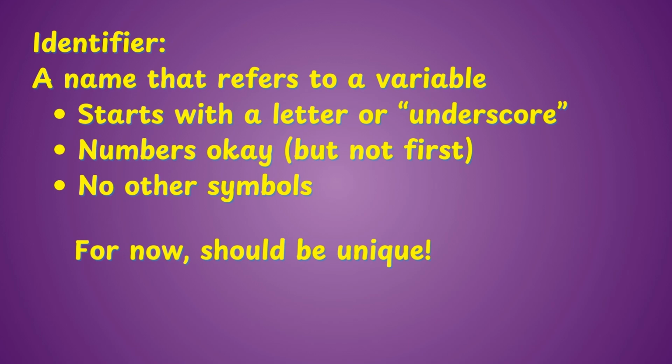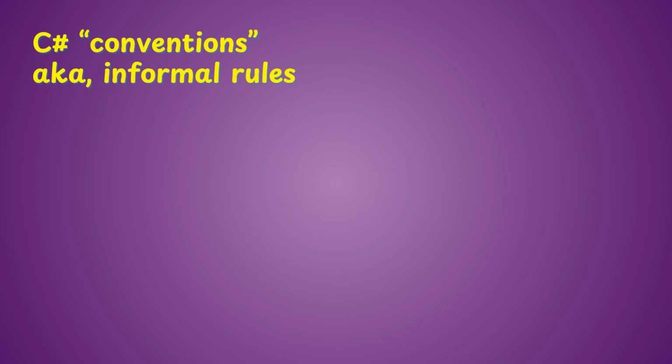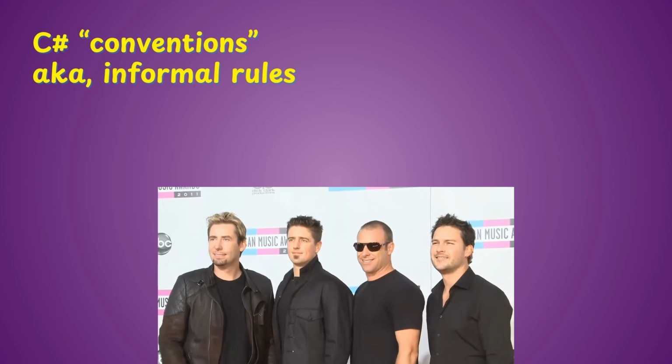Those three rules are all that C# cares about, but the humans who look at your code have some expectations about identifiers. Different programming languages have different conventions. A convention is not really a rule, it's something people agree to do, like hitting skip if a Nickelback song comes on. No!